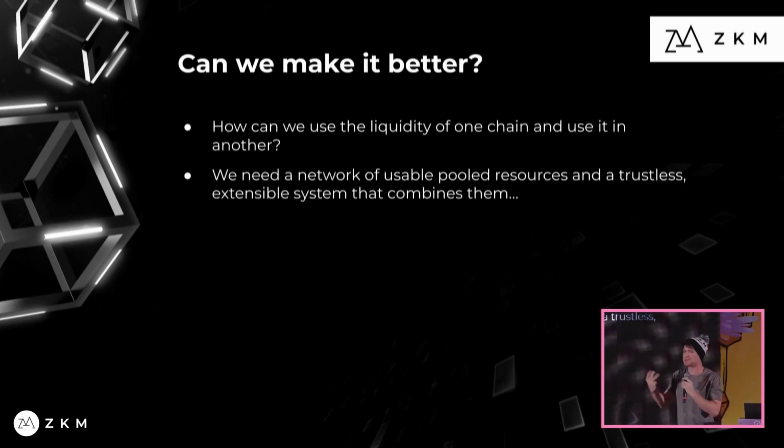So can we make this process better? How can we use the liquidity of one chain and use it in another? And in this case, the problem that we're solving is primarily the liquidity. We need a network of usable pooled resources and a trustless, extensible system that combines them together.